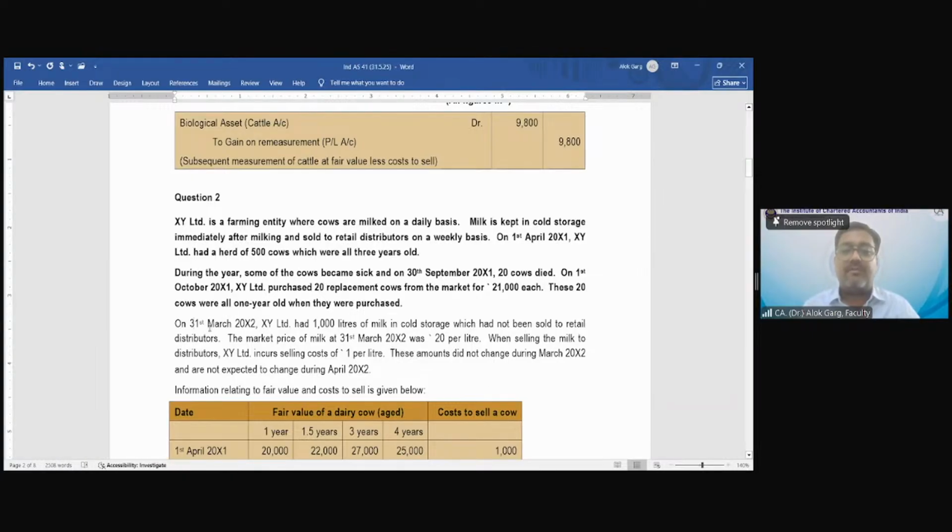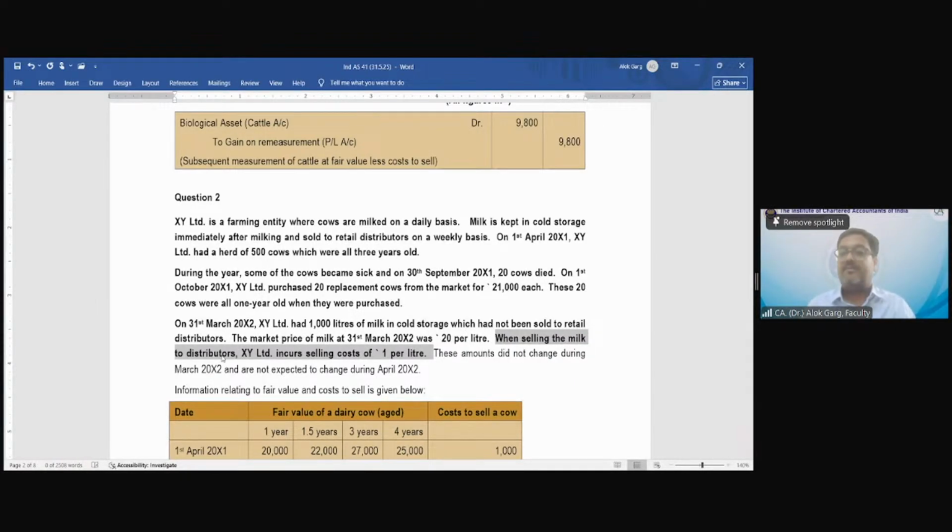So on 31st March 20X2, XY Limited had 1000 liters of milk in cold storage on the reporting date, which had not been sold to the retail distributor. The closing inventory of milk is given. The market price of the milk at 31st March was 20 rupees per liter. The market price is also given. When selling the milk to the distributor, XY Limited incurs a cost of 1 rupee per liter.